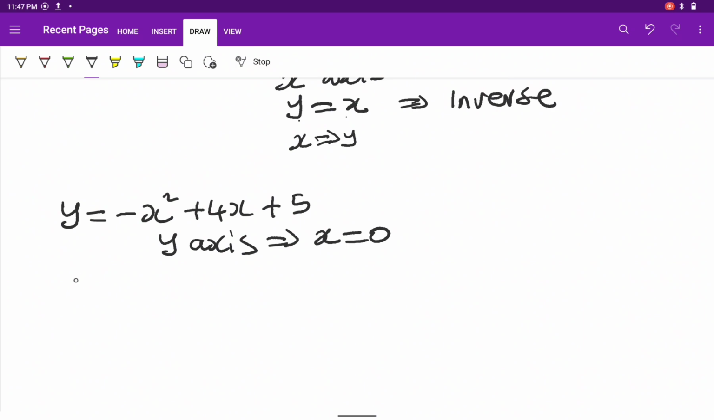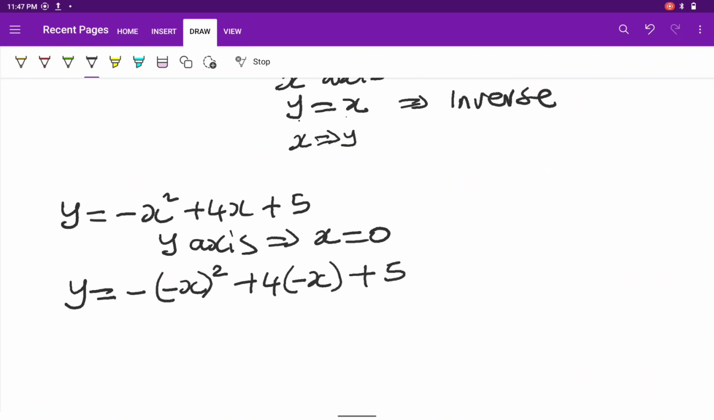So in other words, the answer will be y equals minus x, because x changes the sign, so it becomes minus x all squared plus 4, x changes the sign, it will become minus, and then plus 5. Right, so this is the answer. We can simplify it, so this will be minus x squared minus 4x plus 5.